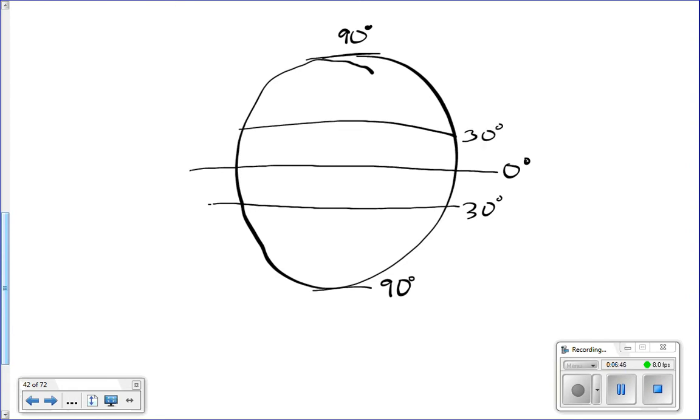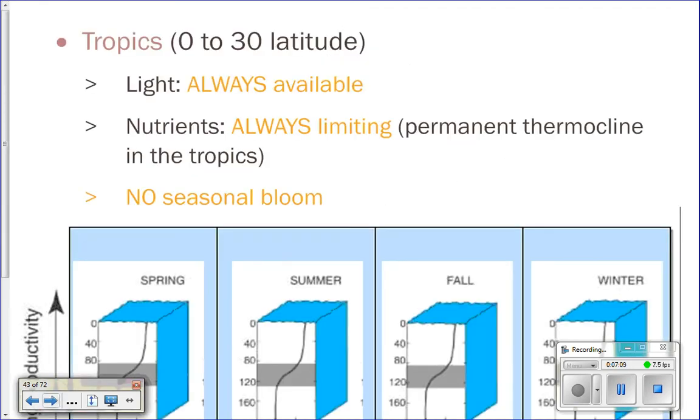In between 30 degrees north and south, that's the region of the Earth we call the tropics. And then in between 30 and 60 degrees north and south, those are the regions that we call the temperate regions. And then anything south or north of 60, those are the poles. Okay, so let's look at the bloom patterns in the tropics.